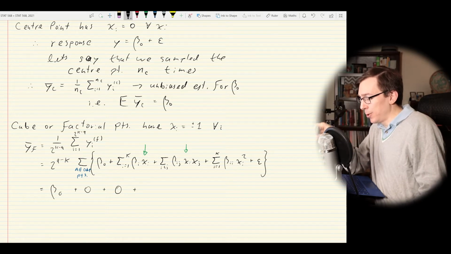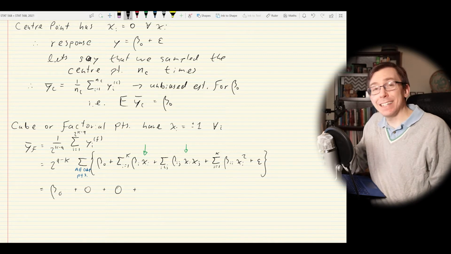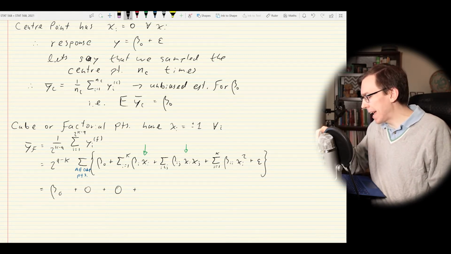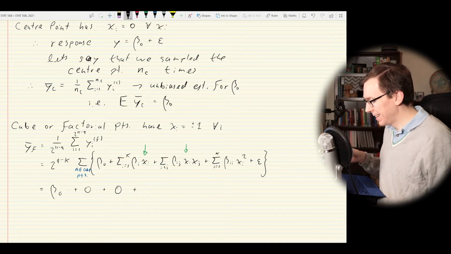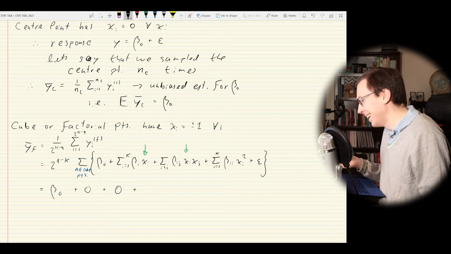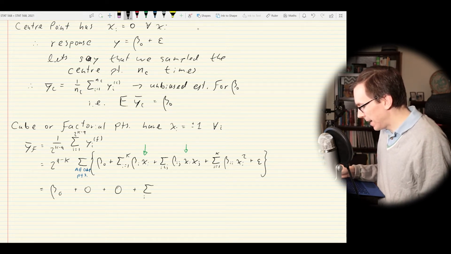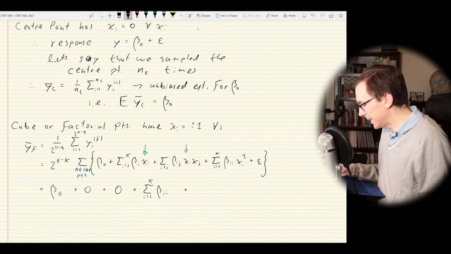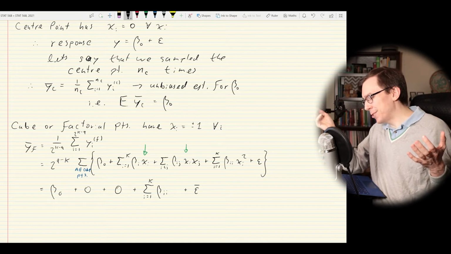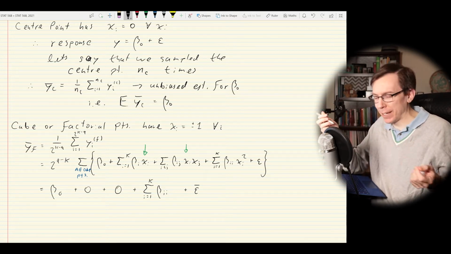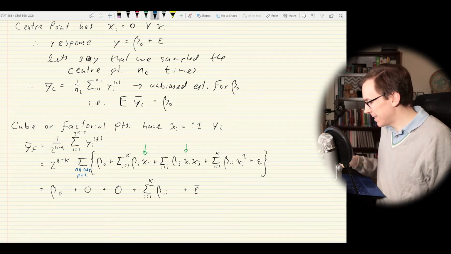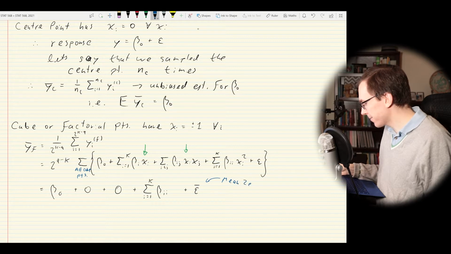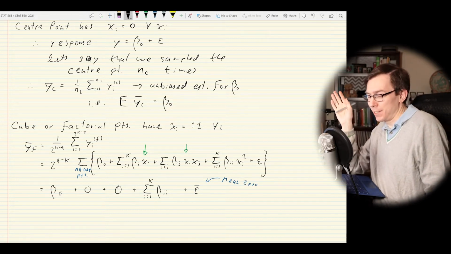That same idea does not hold for the pure quadratic terms, because when I square x_i, it doesn't matter if it's plus 1 or minus 1. When I square it, this last term is just going to be 1. And I'm going to add it up 2 to the k minus q times, and then multiply by 2 to the q minus k. What I'm left with is just the sum from i equals 1 to capital K of beta_i. And then we're going to have the epsilons here, which I'm going to call epsilon bar, because technically we have 2 to the k minus q different epsilons, and I'm adding them all up and dividing by the total. So we have some average epsilon term here, but most importantly, it's still mean 0. That's all I really care about for epsilon, even epsilon bar.